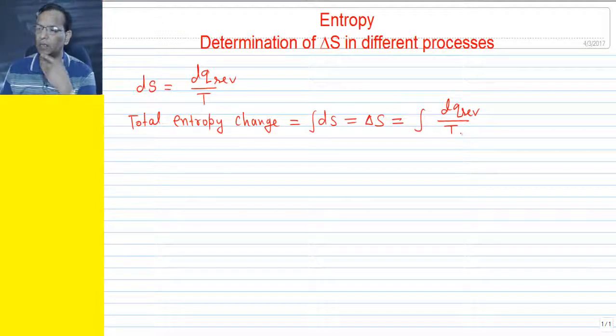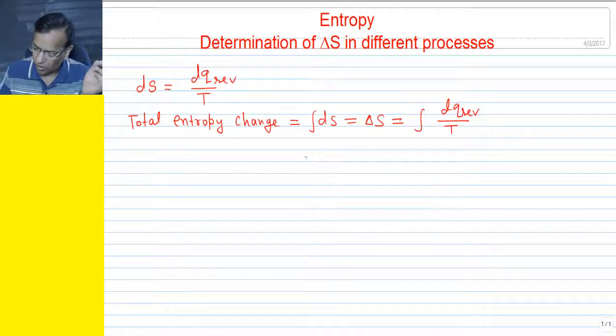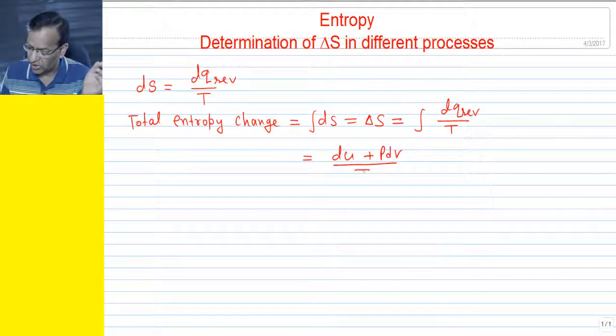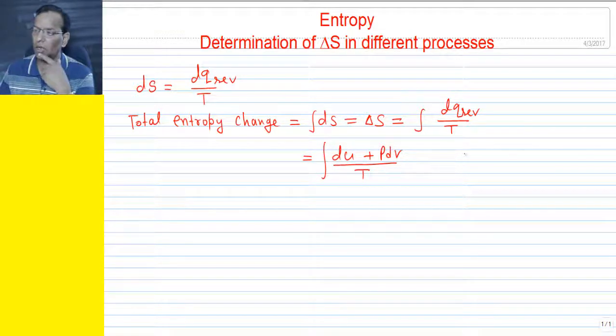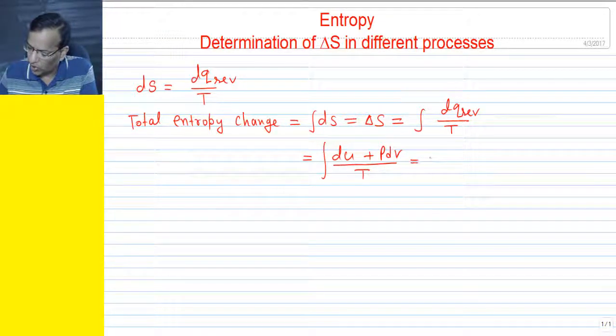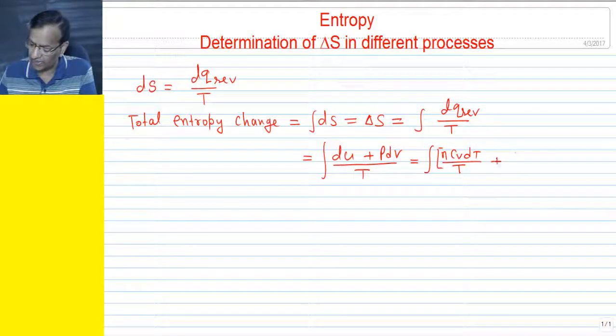Now from the first law we know that dQ reversible for a reversible process is dU plus PdV, divided by T, this whole integration. dU, change in internal energy, is nCv dT for n moles, so it is integration of nCv dT by T plus, substituting P equal to nRT by V, T will cancel out, so nR dV on V.